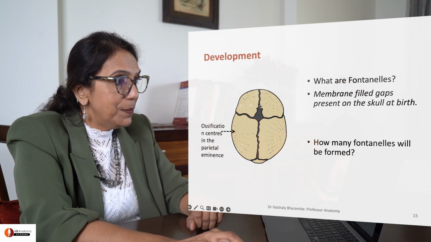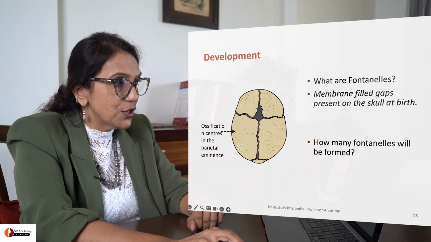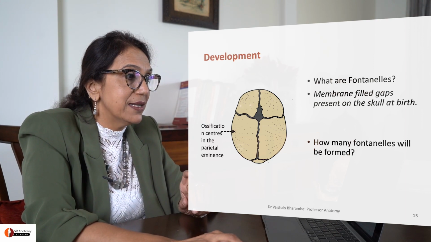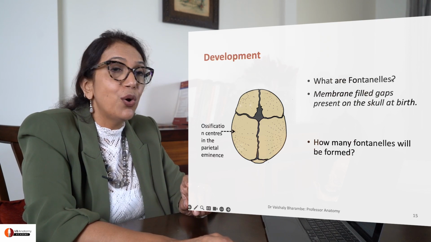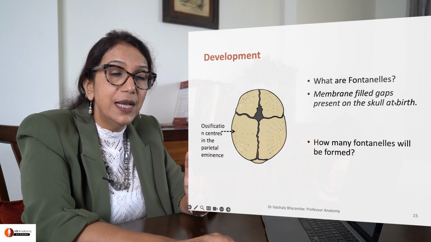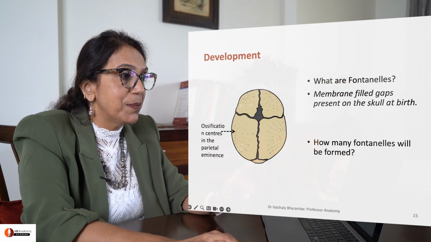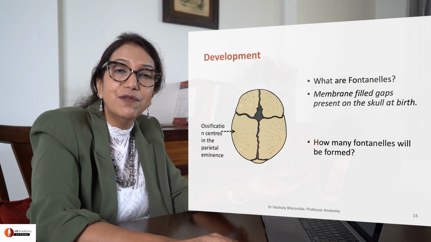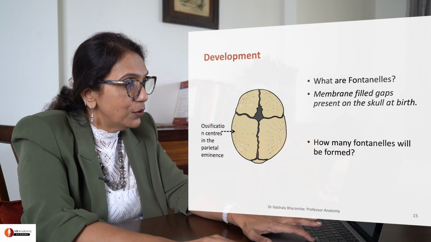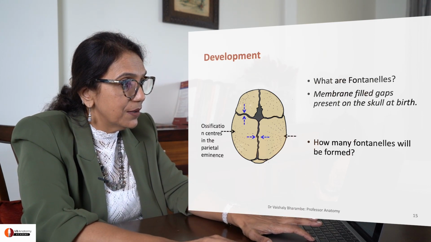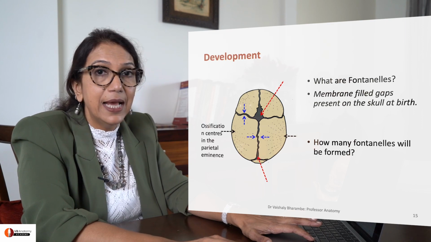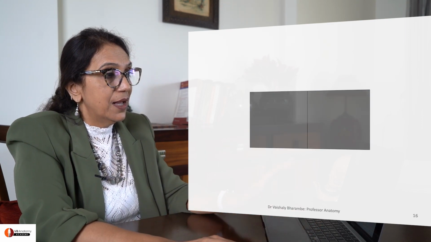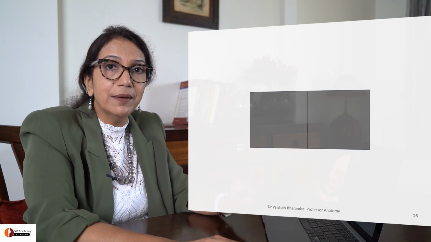The bits where the ossification has not appeared remain as membranous parts of the fetal skull, which are called fontanelles. So, what is a fontanelle? It's a membrane-filled gap present on the skull at birth. How many fontanelles are formed? I'll point out the fontanelles for you. The red lines are the two fontanelles you need to know. Let me explain this a little better.